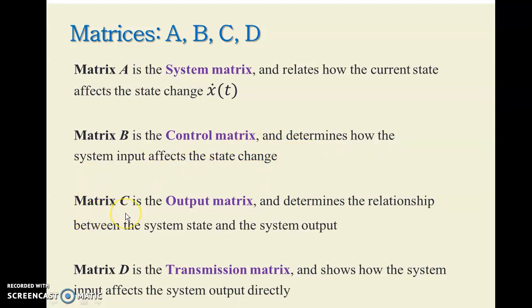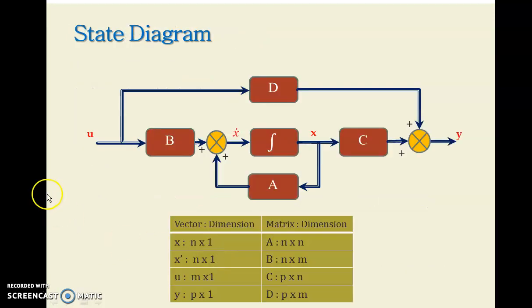Matrix C is the output matrix and determines the relationship between the state of the system and system output. Matrix D is the transmission matrix and shows how the system input affects the system output directly. We must understand it is very rare that input is directly transmitted to the output, and that is why the value of matrix D is mostly 0 in most of the practical systems.